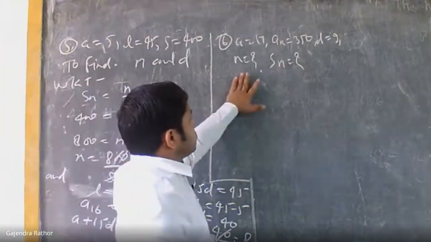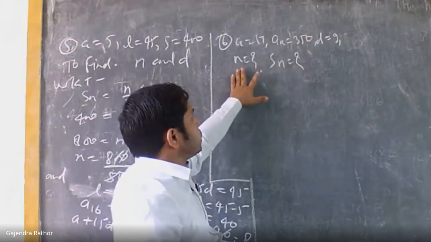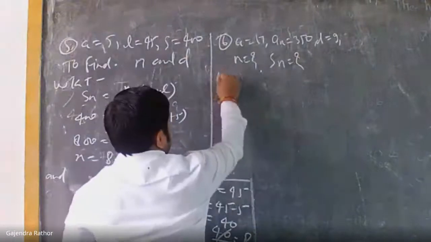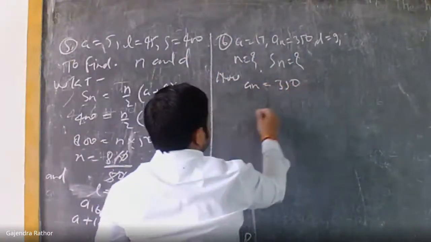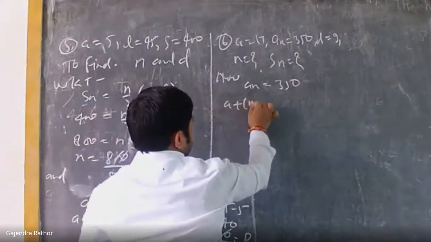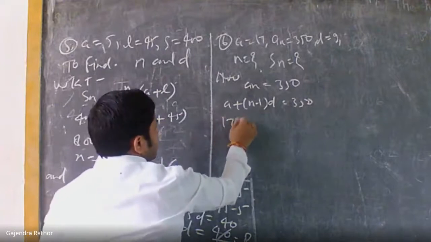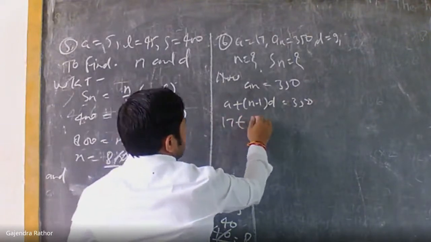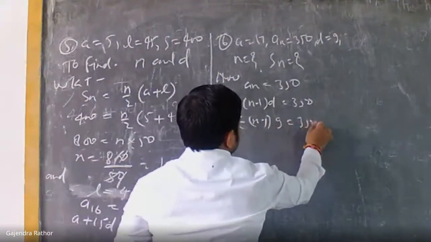Okay. So first, to find the Sn, we need n. So first we will calculate the value of n. Now, am is equal to 350. We can write a plus (n minus 1) into d is equal to 350. The value of a is 17 plus (n minus 1), the common difference is 9, is equal to 350.